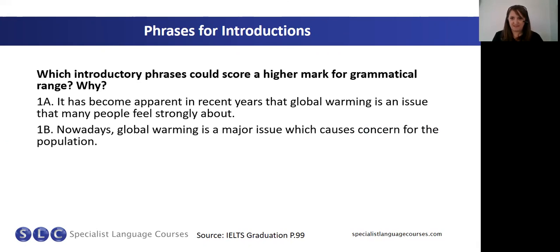Good, so we have an idea from Aaron, which is 1A. Okay, good. Yes, 1A could score a higher mark for grammatical range. Now, why? Write your ideas into the chat box as to why do you think 1A could score higher for grammatical range?